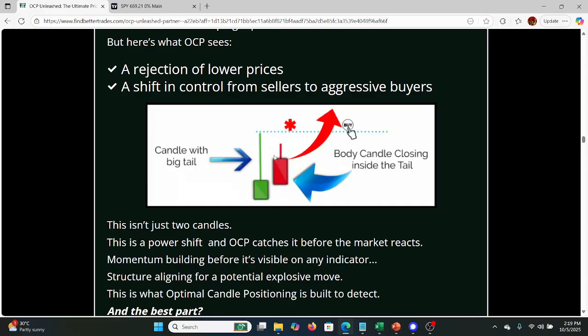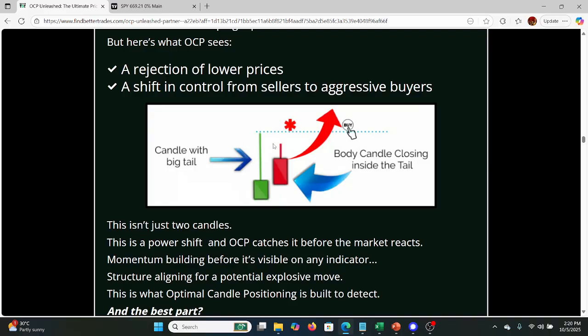And when this happens, the OCP indicator basically draws a line along the top of the tail as the breakout line. I don't know of any other indicator that does this, and it signals to you when there's a potential trade. So you can start looking for a break of this key level, and that's where you'd start to take the trade from. And it's really simple. It's just a rejection of lower prices.